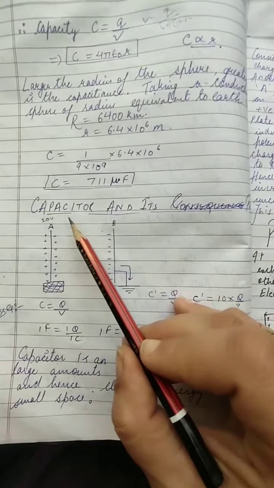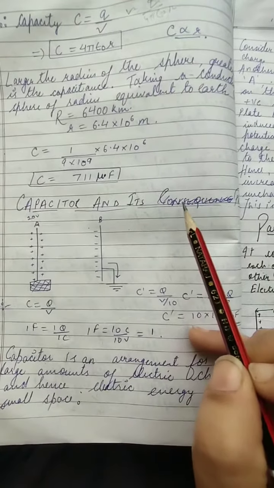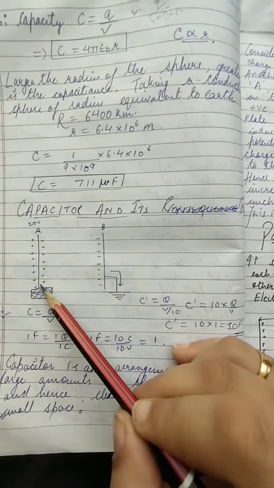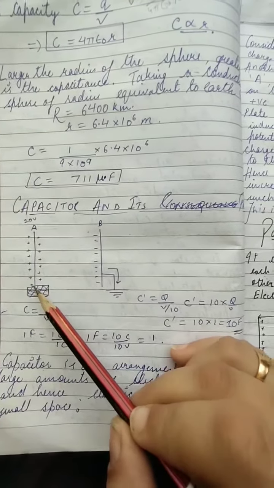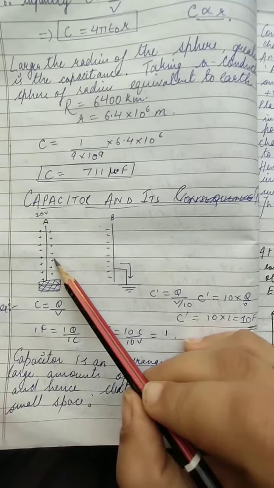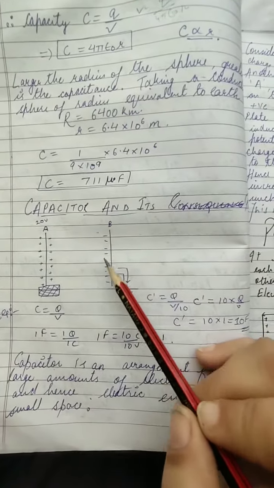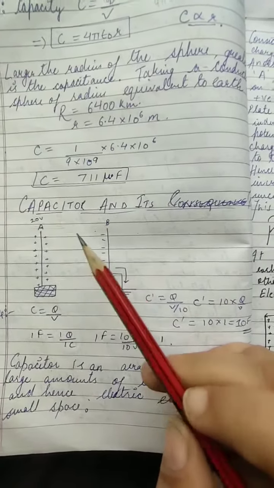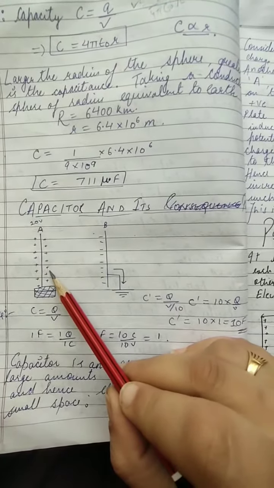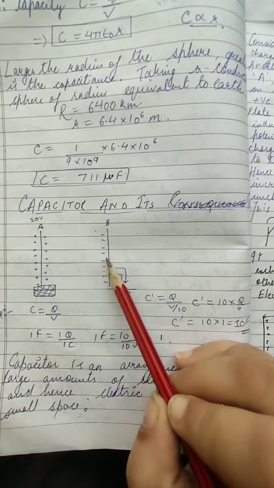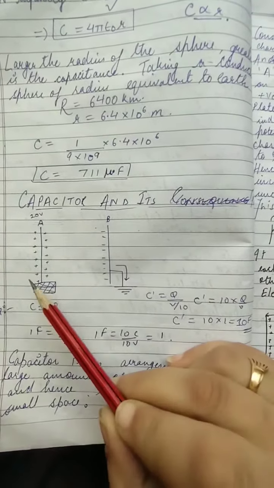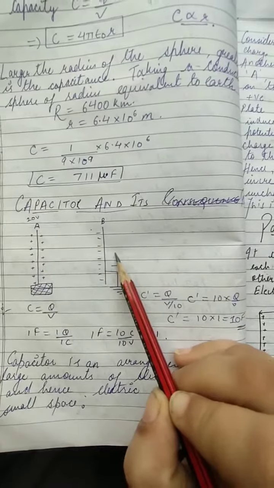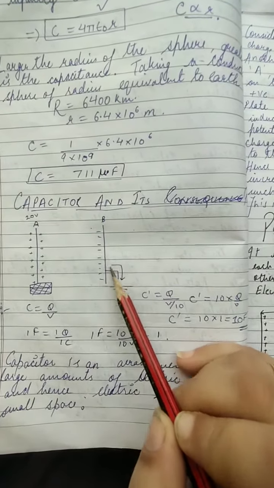The next topic is the capacitor and its principle. For this explanation we will consider an isolated metal plate A, which is given a positive charge Q. We place another uncharged plate B near plate A. Due to induction, the negative charge appears on the face in front of A, and the back face of B acquires the positive charge.